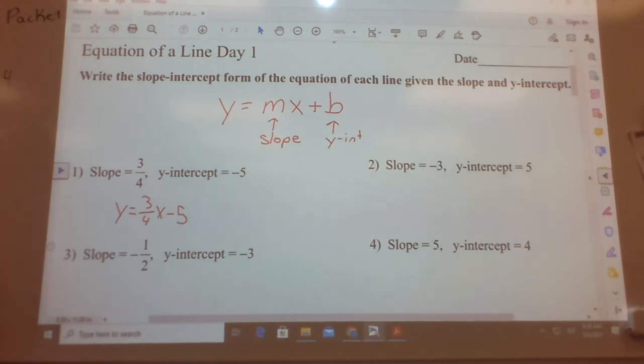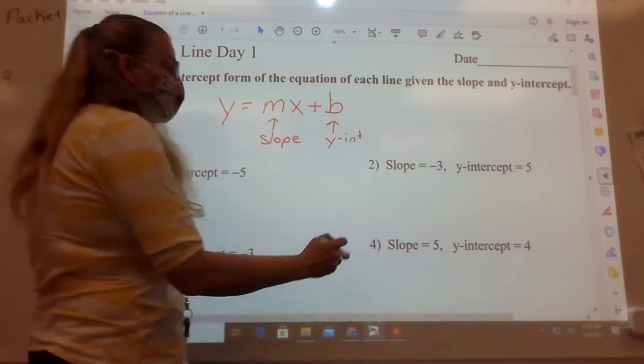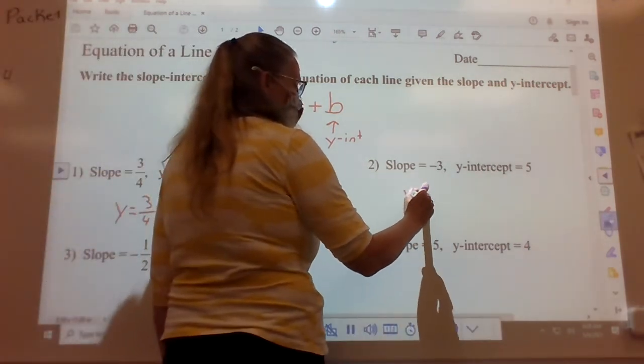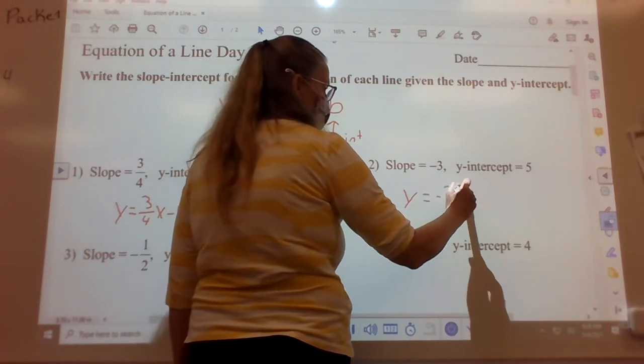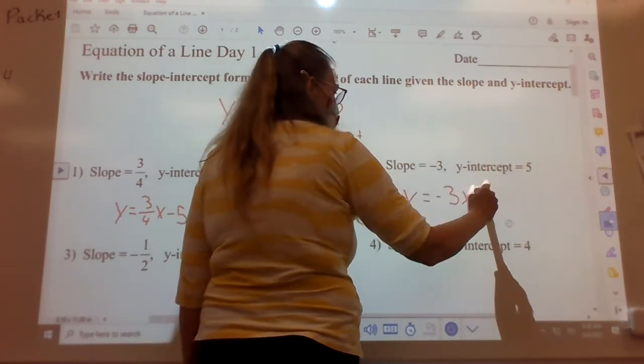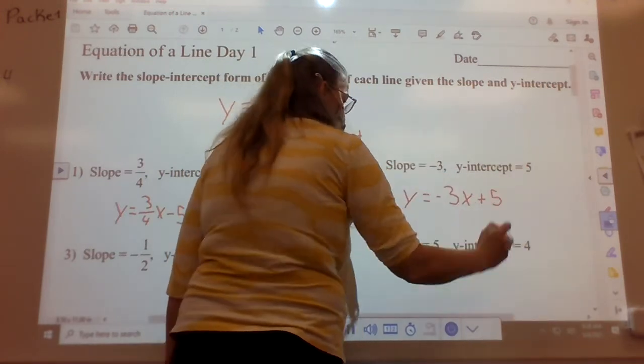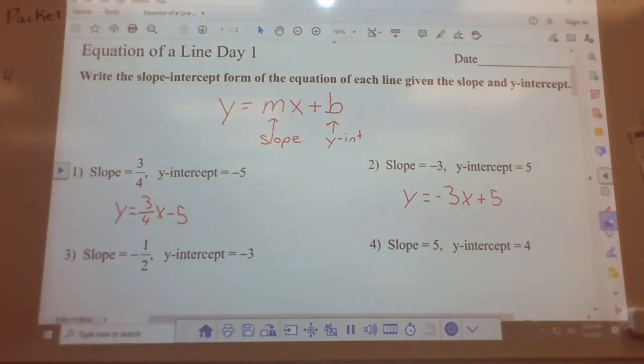Number 2, same thing. You're just writing the equation. So y equals, my slope is a -3, so I put -3x. My y-intercept is a 5, so I put +5. That's it. This is what we're doing.